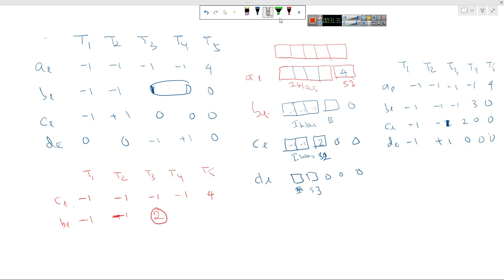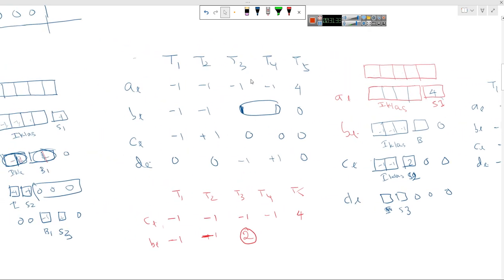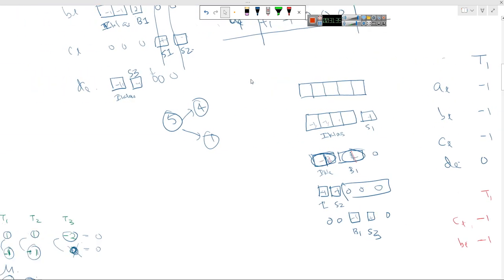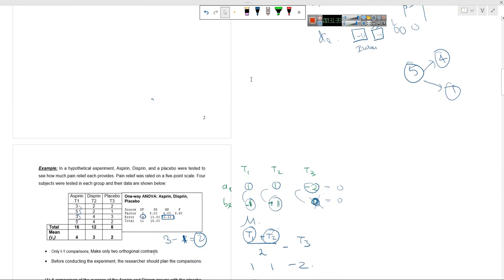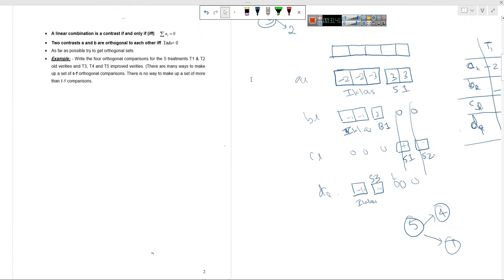Right, now I hope you have understood how to write this comparison, and in the next video I will try to find out the sum of squares for treatment using these coefficients and all. Okay, so bye.